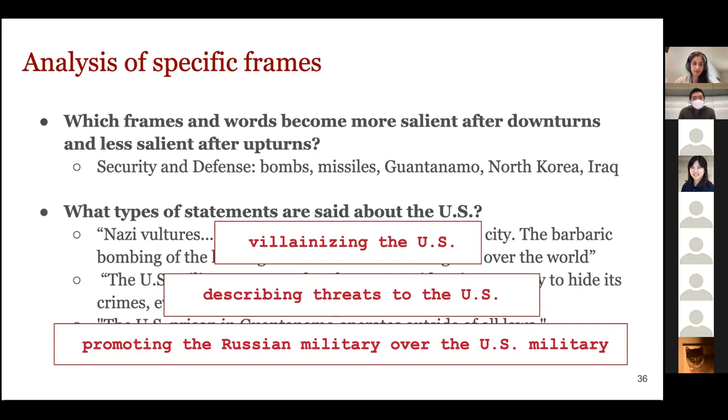So we find content that focuses on villainizing the US. This includes references within the morality frame. We also find content describing threats to the US. So this includes things like countries that are enemy to the US, references to terrorism, often in the security and defense frame. And then we also find content that focuses on promoting the US military over the Russian military. And so overall, this starts to give a picture as to why descriptions of the US during economic downturns are a manipulation strategy: by presenting another country as unsafe, another government as morally corrupt, this makes Russia and the Russian government look better by comparison.